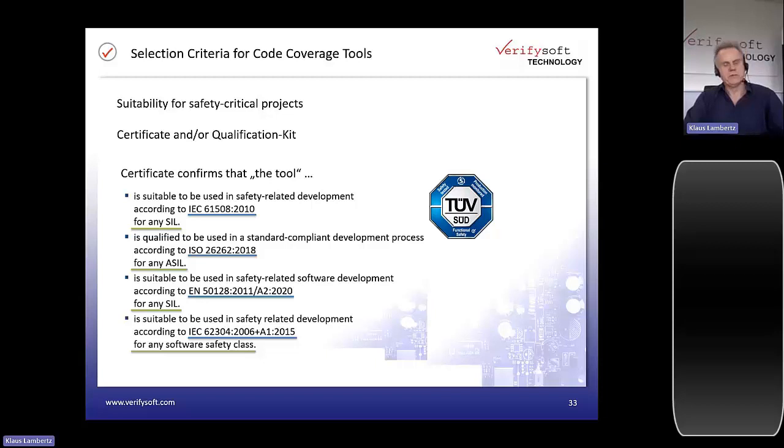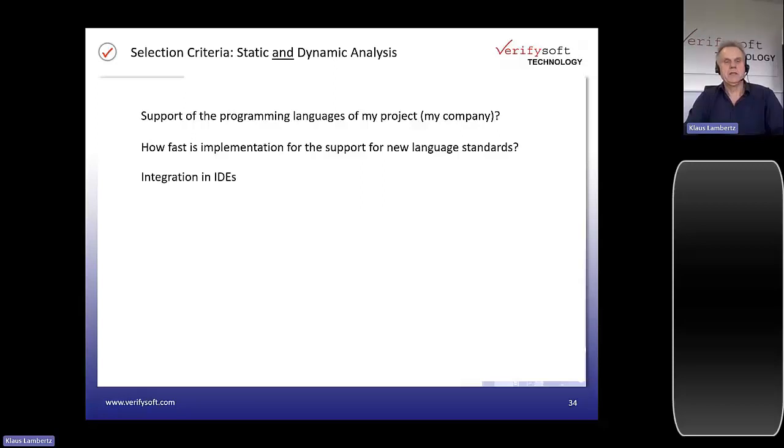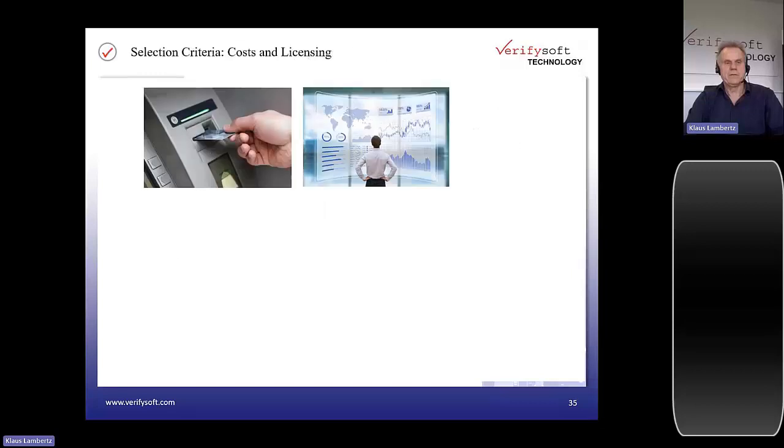So this is of course also interesting for the static code analysis tool, and this brings us to the criteria which apply to both static analysis and dynamic tests. First, the tool has to support your programming language, the language in your project. Then, how fast is the implementation of support for new language standards? When there are new features in the programming language, are they supported? Integration in the IDEs. Is it possible to use the tool via command line? This is important if you want to use the tool in continuous integration processes. Is the tool easy to use? Is it user-friendly? And also important are the cost and the licensing of the tool.